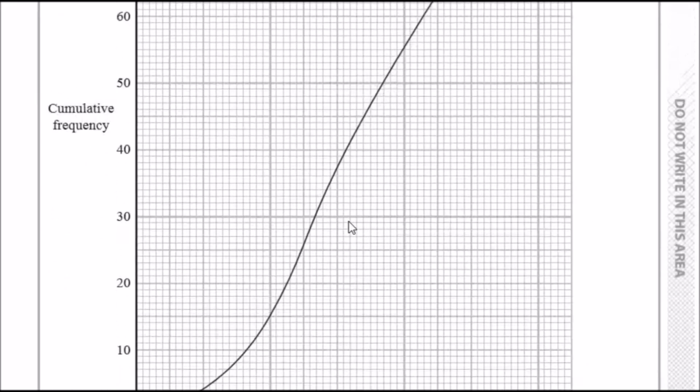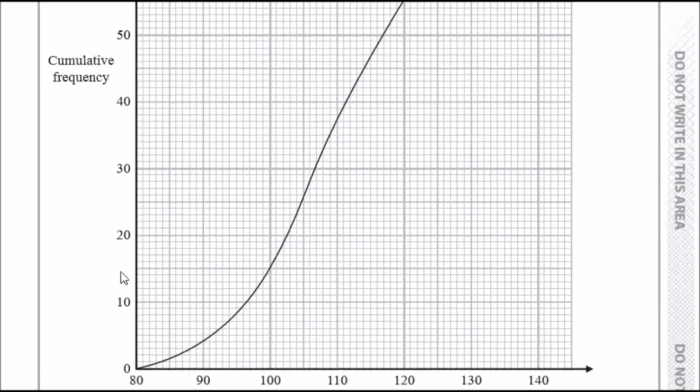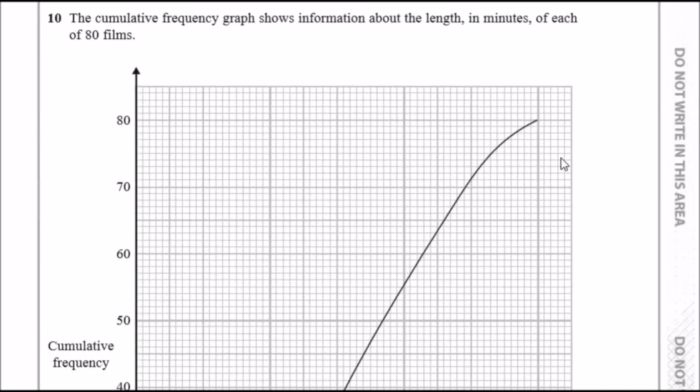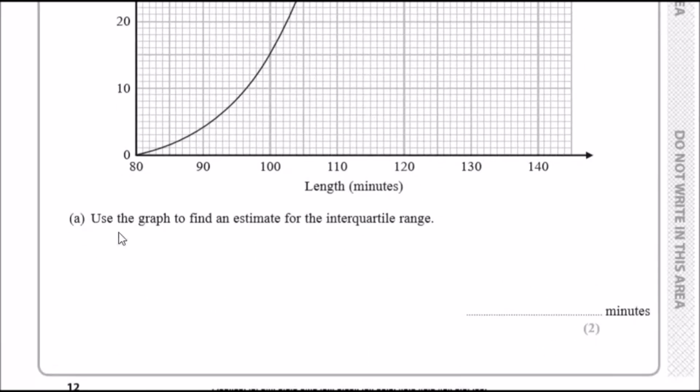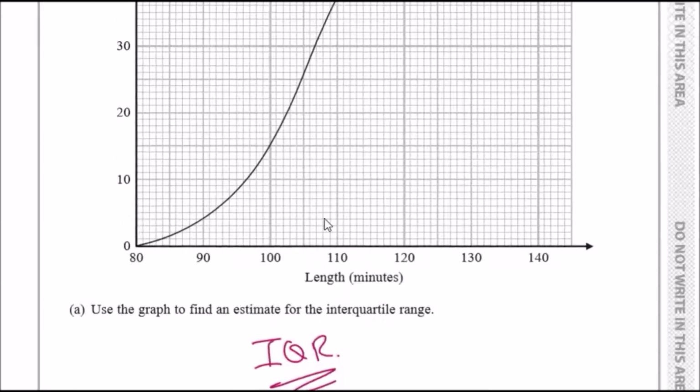It's always going to increase. Cumulative frequency graphs never go down. They always go up until they reach the maximum. So let's look at the question now. Use the graph to find an estimate for the interquartile range. So this is the IQR, guys. This is simply the upper quartile minus the lower quartile, hence the name interquartile.